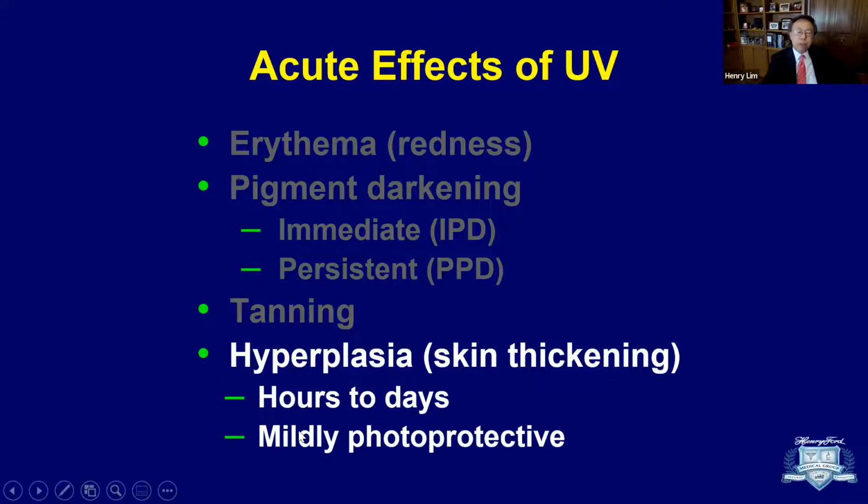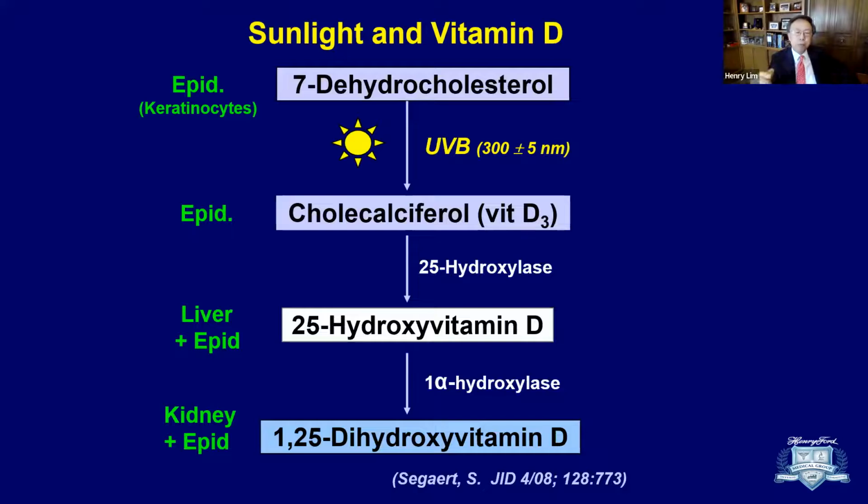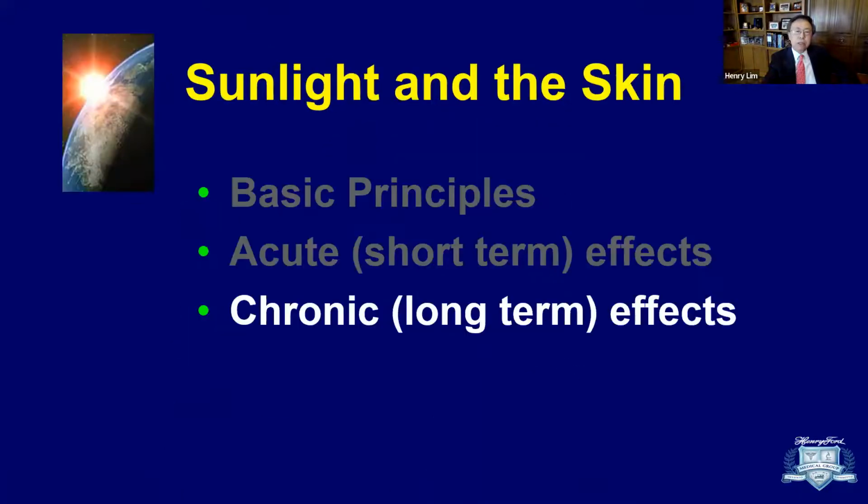only a mild photoprotective effect. The other one that is probably well known to all of us is vitamin D synthesis. And this is the pathway of vitamin D synthesis, starting from the skin here all the way down to the kidneys. But essentially the important part, the wavelength, is in the UVB or the sunburn spectrum of sunlight.